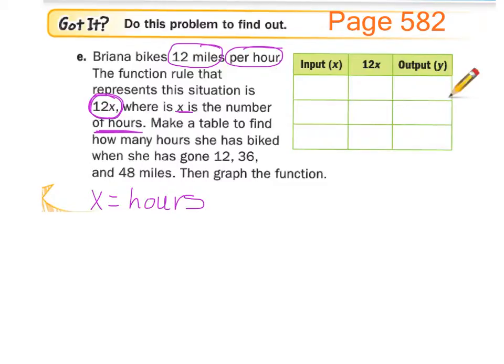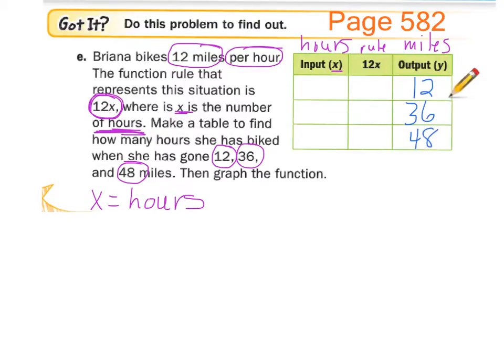Make a table to find out how many hours she has biked in 12, 36, and 48 miles. So the miles is over here on the output, and the hours goes on the right because it's x, and we said that x was representing the hours. So this is our hours, and this is our rule here in the middle. So they're giving us all the outputs. They're telling us that she has gone 12, 36, and 48 miles.